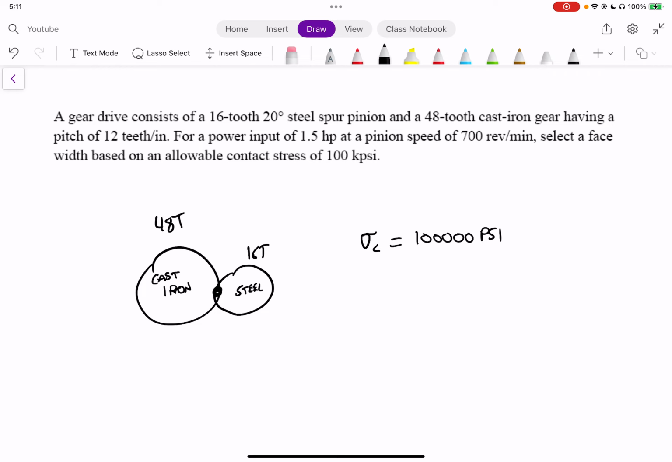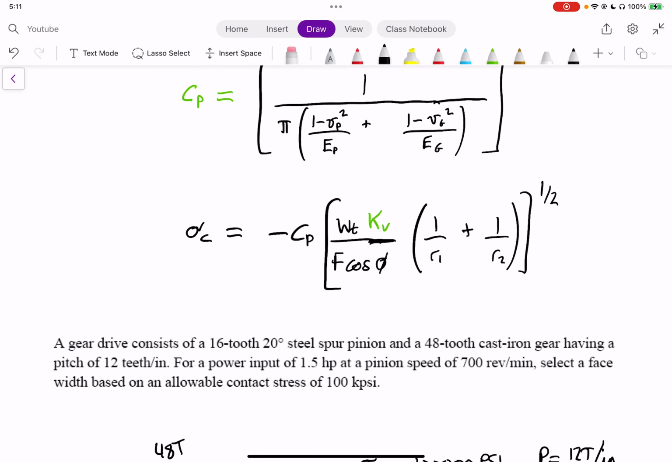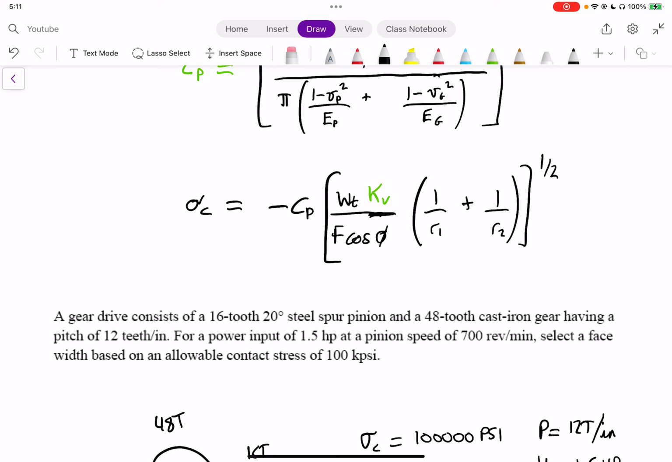Okay, so some of the information that we're given: the diametral pitch is 12 teeth per inch. We're given that H is equal to 1.5 horsepower, I believe, in the question. Then N is equal to 700 RPM. And finally, we're given that the pressure angle is 20 degrees, which is going to be important for us to solve for. So one of the things that we need to add to our analysis that we haven't done yet is a few things that we haven't added yet to our system.